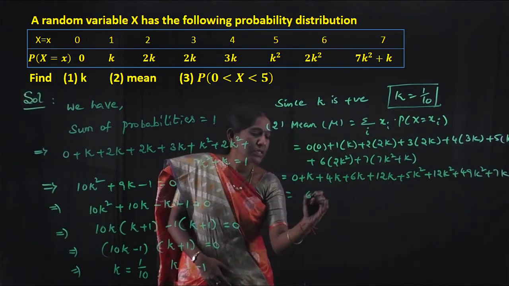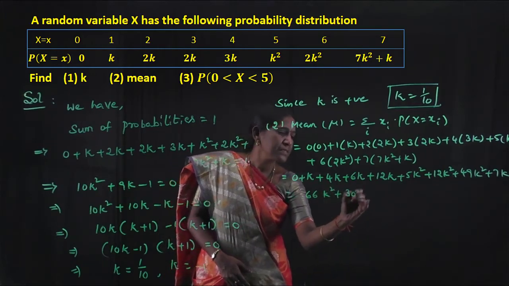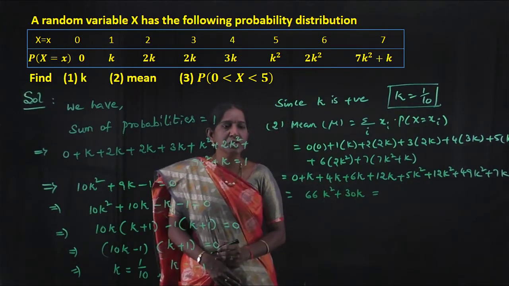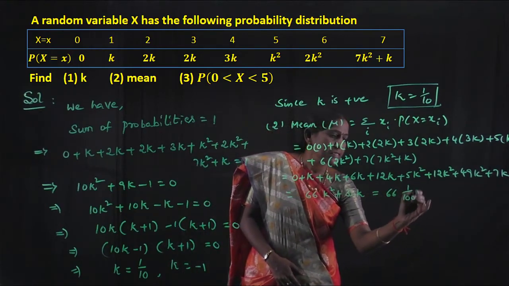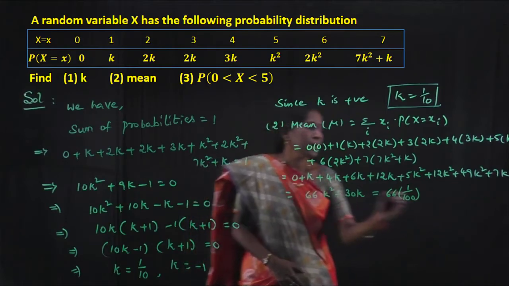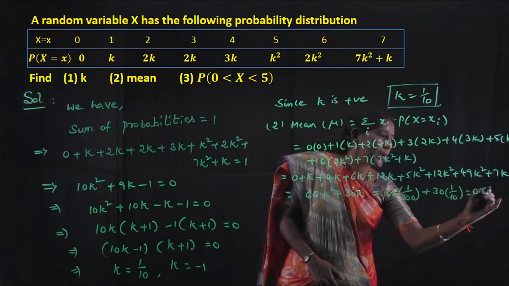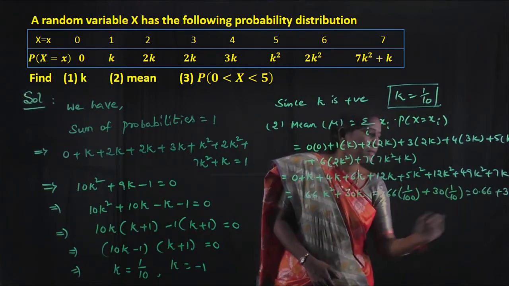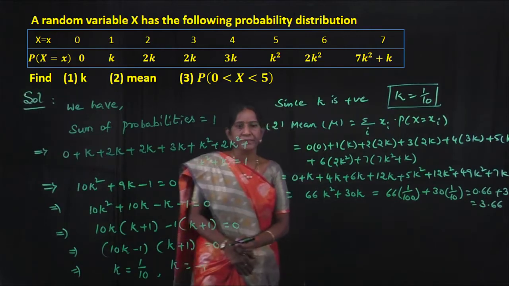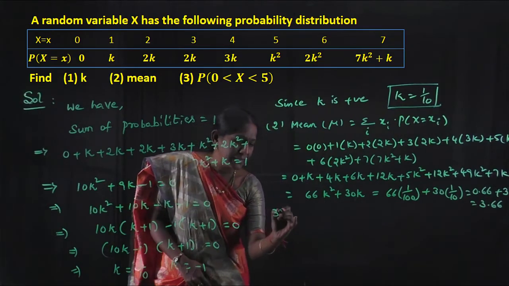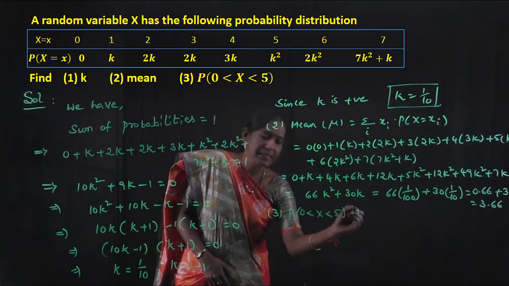By adding all these, we get 66k square plus 30k. Substitute the value k equal to 1 by 10, we get 66 into 1 by 100 plus 30 into 1 by 10. That is 0.66 plus 3. Then this value is equal to 3.66. And third, we have to find p of 0 less than x less than 5.